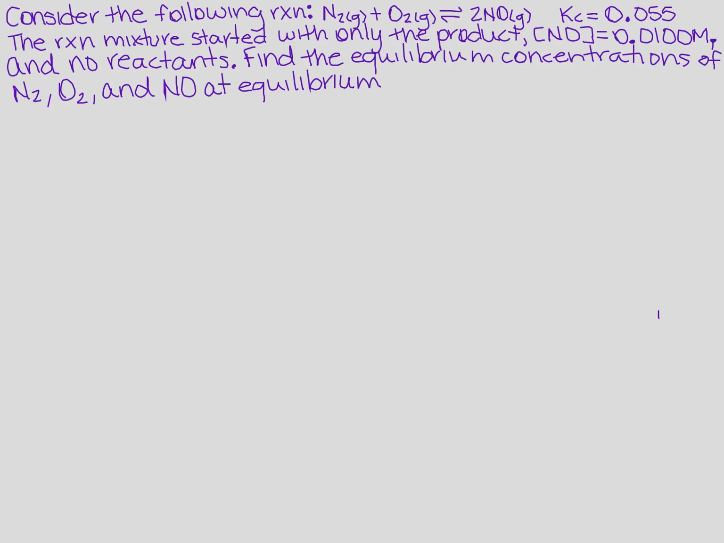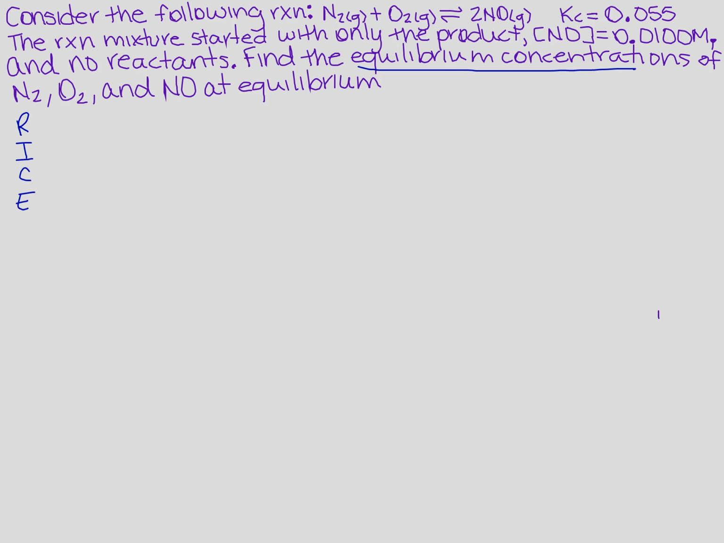We're asked to consider the following reaction. And then in that reaction mixture, we find out that we started with only the product, and it gives us the concentration. Ultimately, we need to find the equilibrium concentrations. Well, since we are looking for equilibrium concentrations, we are going to have to use the RICE method. And if you recall, we have R-I-C-E.